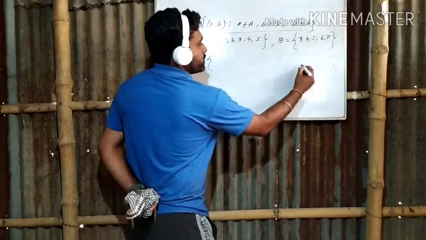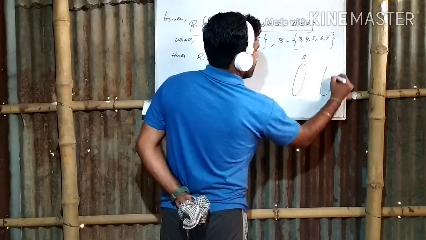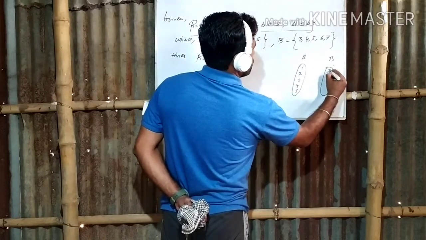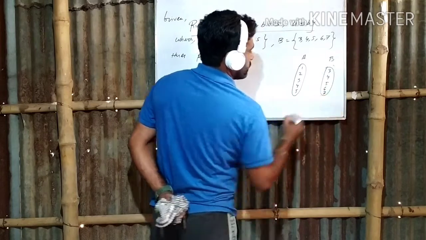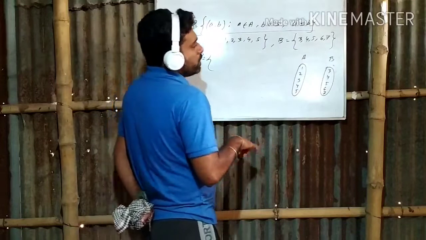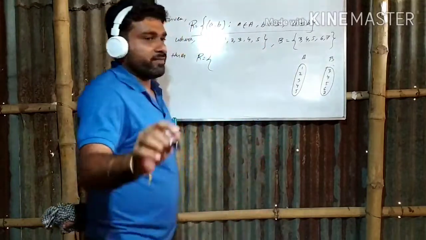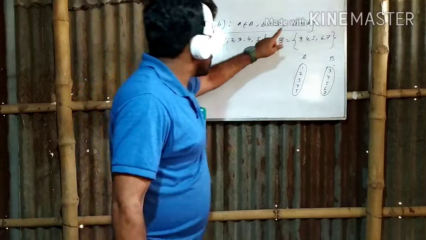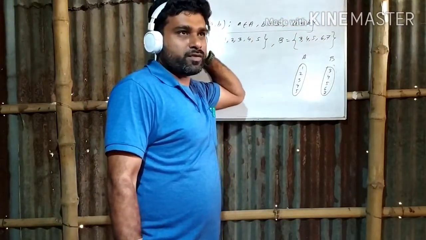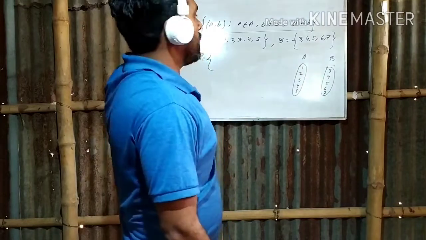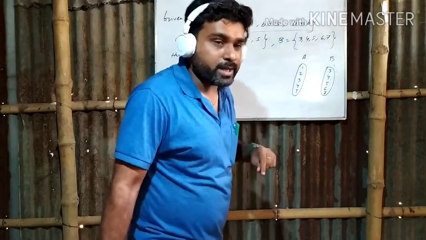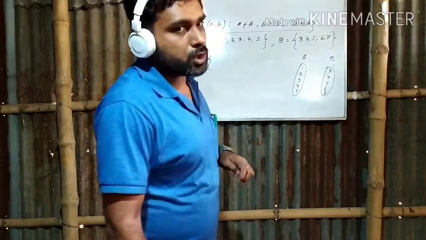Here you can see two sets are given, A and B. A is 1, 2, 3, 4, 5. B is 3, 4, 5, 6, 7. Okay. Here two sets are given. Now, the relation will be constructed in such a way that the values of A should be less than or equal to B. So that means the values of A will be chosen in such a manner that the value of B will be greater or equal to A.